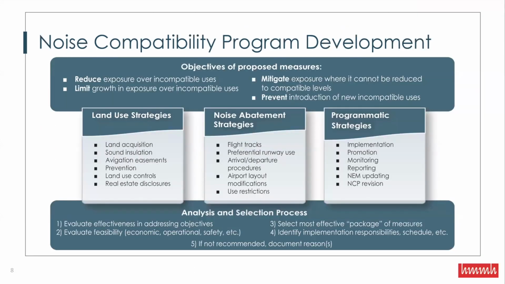This here goes into quite a bit more detail about how you develop that noise compatibility program to address those incompatible land uses. But there's basically three primary strategies that you look at. One is noise abatement strategies. Those are the things that you do. Think of those as typically things you do in a cockpit: how you might fly differently, where you fly, how you fly, preferential runway use, arrival and departure procedures. Are there modifications you can make to the airport to maybe reduce noise in the areas?